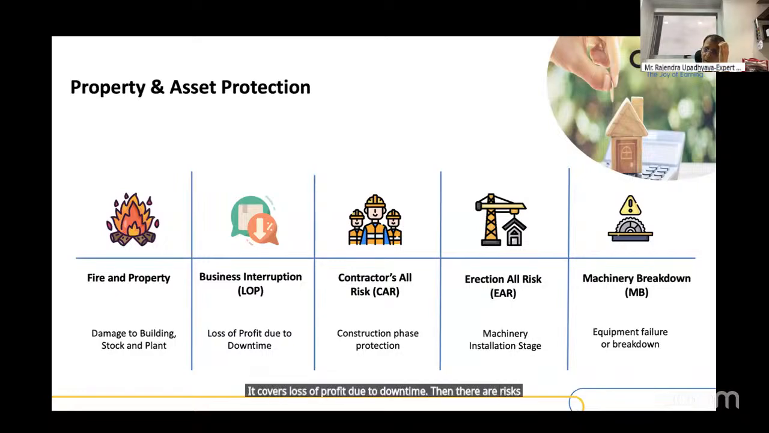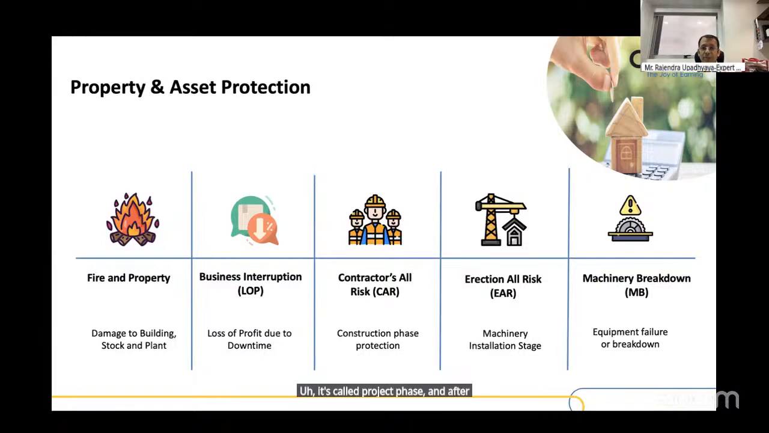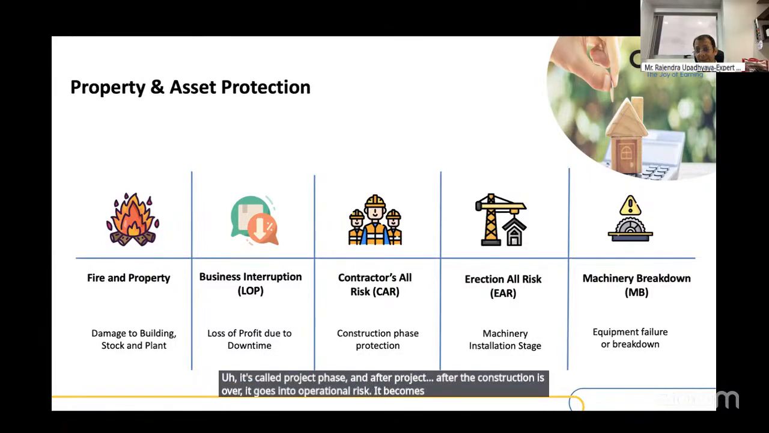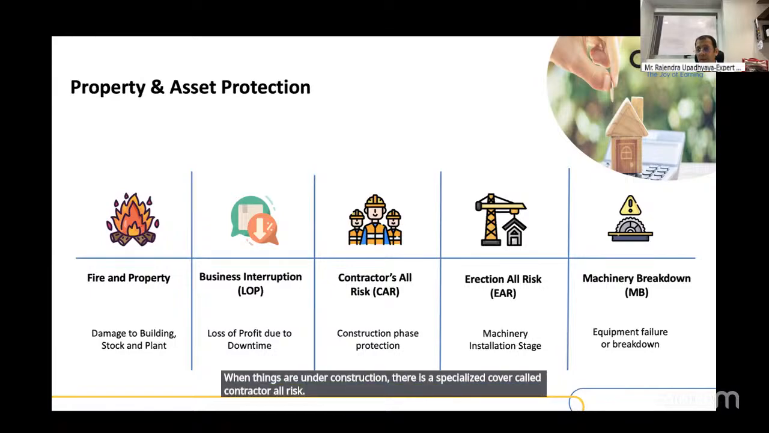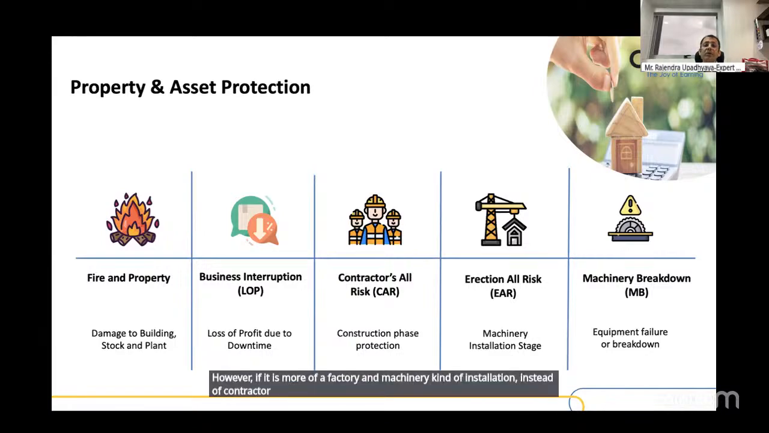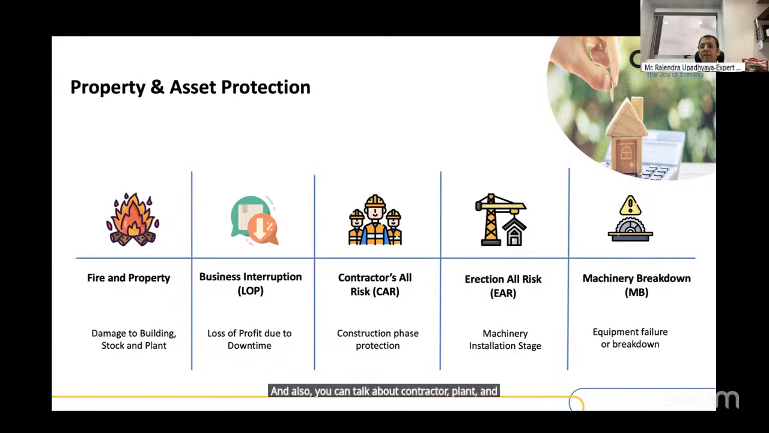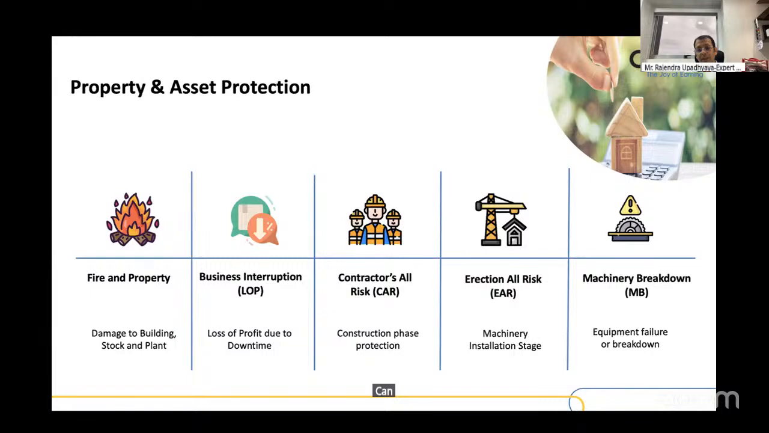Then there are risks when you are undergoing some sort of construction. It's called the project phase, and after the construction is over, it becomes operational risk, and then the fire policy comes. So before the fire policy commences, when things are under construction, there is a specialized cover called contractor all risk. When it's predominantly civil work, you can take it through a contractor all risk. However, if it is more of a factory and machinery kind of installation, instead of contractor all risk, there is something called erection all risk. And you can also talk about contractor plant and machinery and a lot of other things which can be protected. So property would also include motor vehicles, and any sort of property one can think of can be covered under this section.